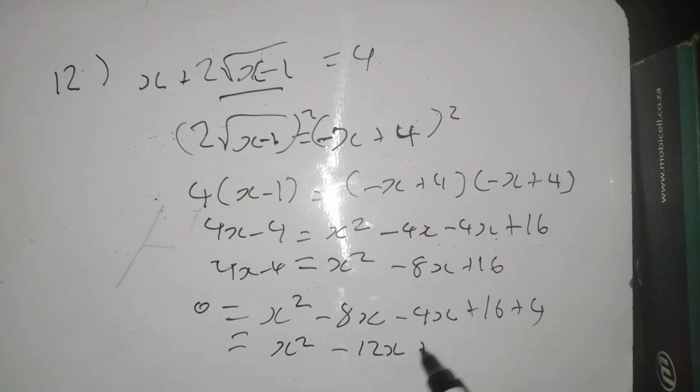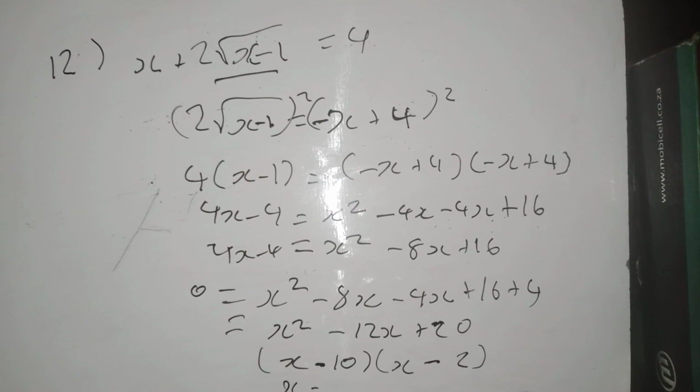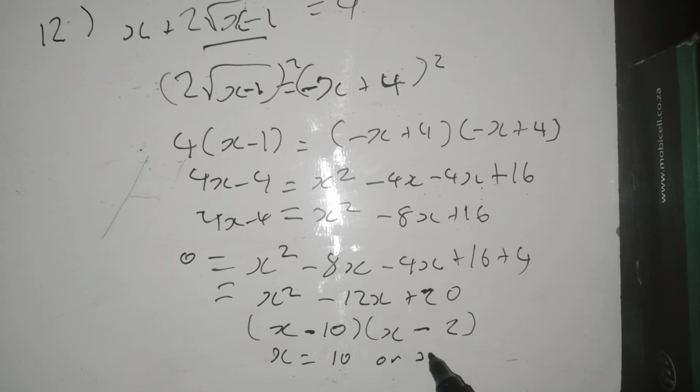So I know 20 should be 4 and 5, but 4 and 5 does not give us 12. Okay, cool. So 10 and 2, yes, 10 and 2 gives us 12. The sign of the middle number goes to the bigger number, and for it to be positive, it has to be negative times negative. So there we have it. So x is equal to 10, or x is equal to 2.